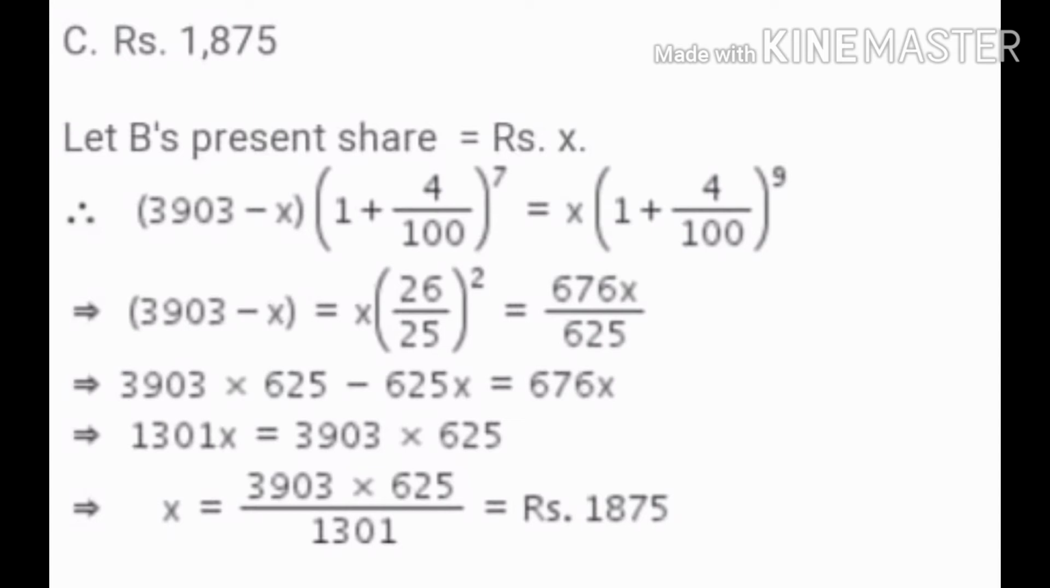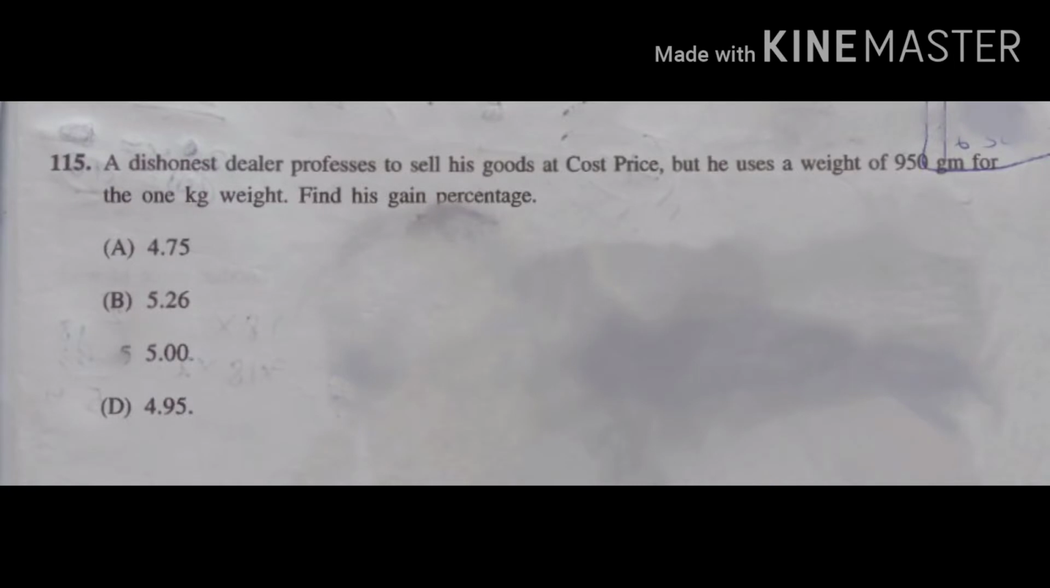So shift the 625 term to the left-hand side: minus 625 X equal to 676 X. So 1301 X is equal to 3903 into 625. X on the left-hand side, move the value 1301 into the divisor position. So you will find out X is equal to 1875. Option B is the correct option. Move to the 15th question.